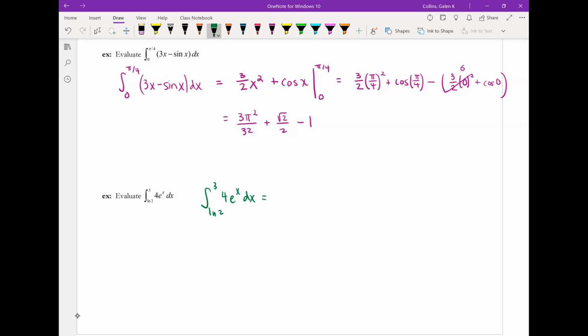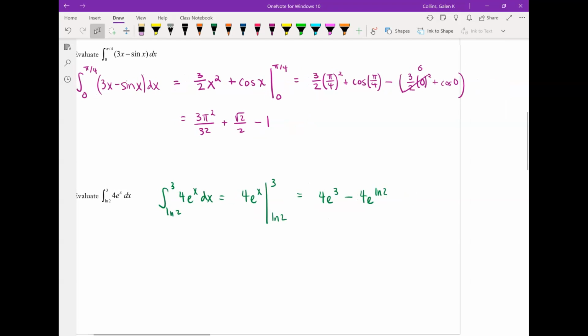All right, the antiderivative of 4e to the x is just 4e to the x, and we're evaluating that from ln of 2 to 3. So that first fundamental theorem tells me to plug in the upper limit first. So 4e cubed minus the antiderivative of the lower limit, so 4e to the ln of 2.